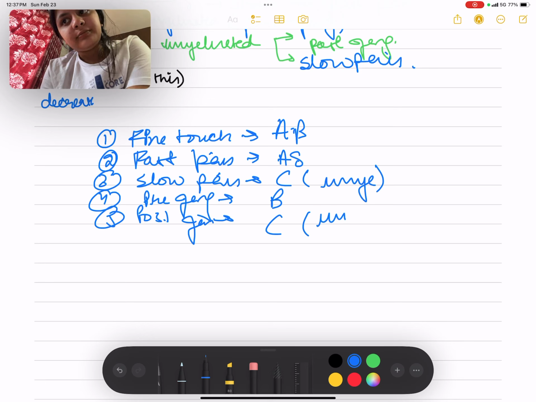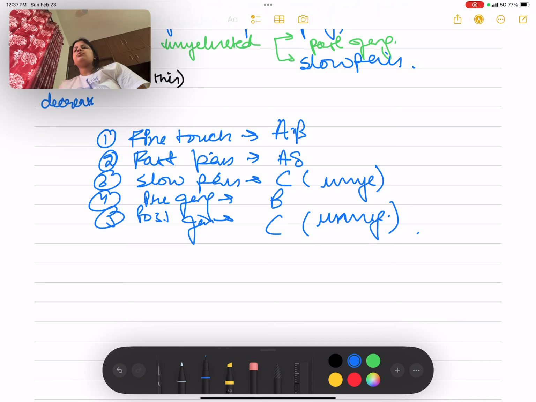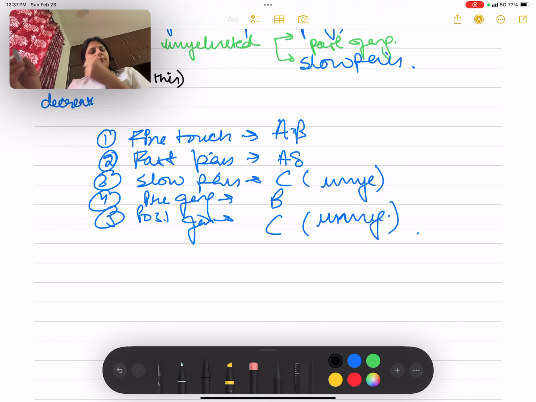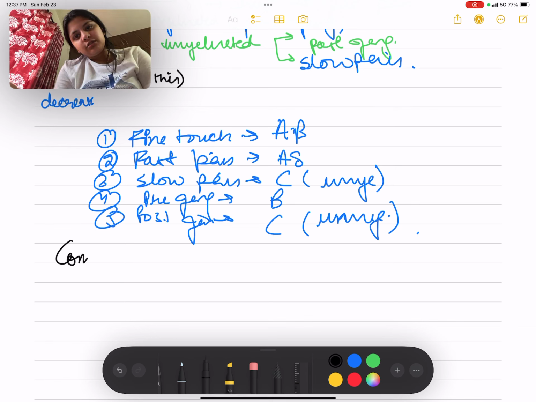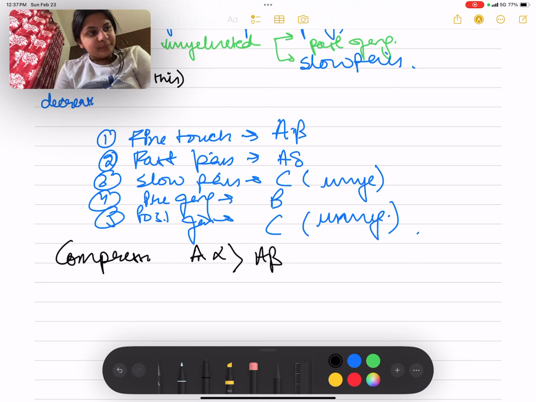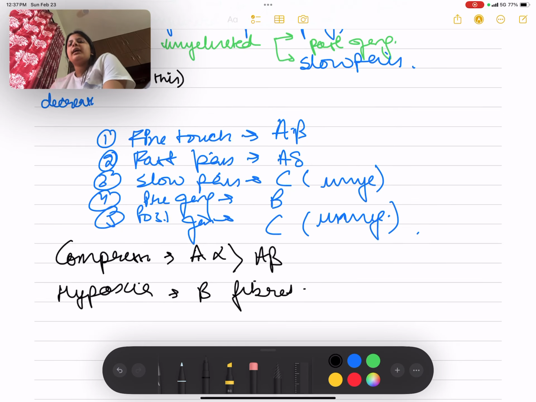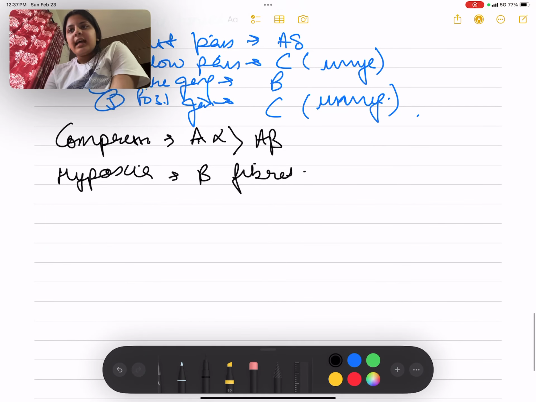Okay. So, now there are a few MCQs that you must know, that which fiber is more susceptible to compression and hypoxia. For compression, the most susceptible fiber is A alpha, greater than A beta. And for hypoxia, it is the B fibers. So with this we have come to an end to the Erlanger-Gasser classification, and the next classification is the Lloyd-Hunt classification.